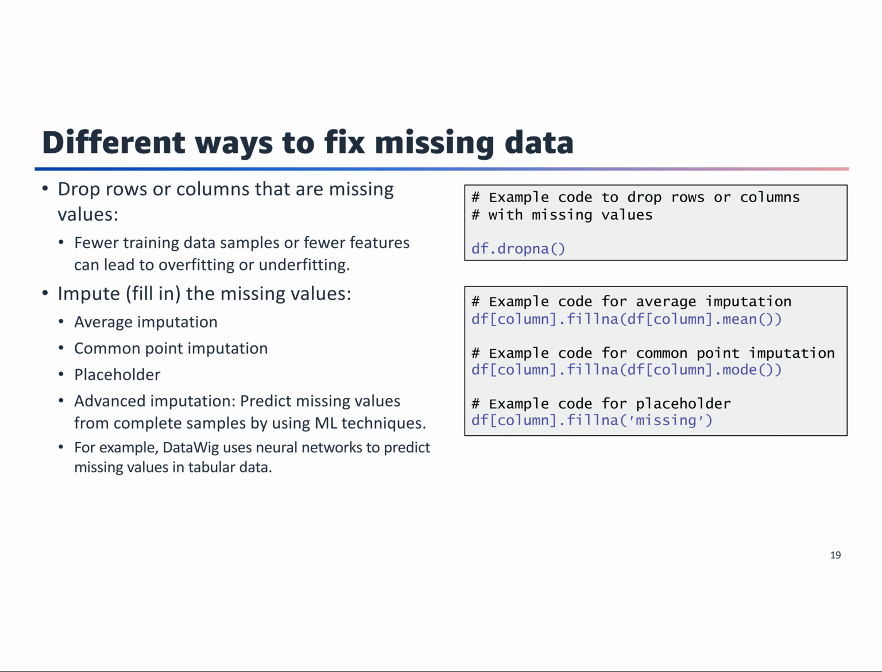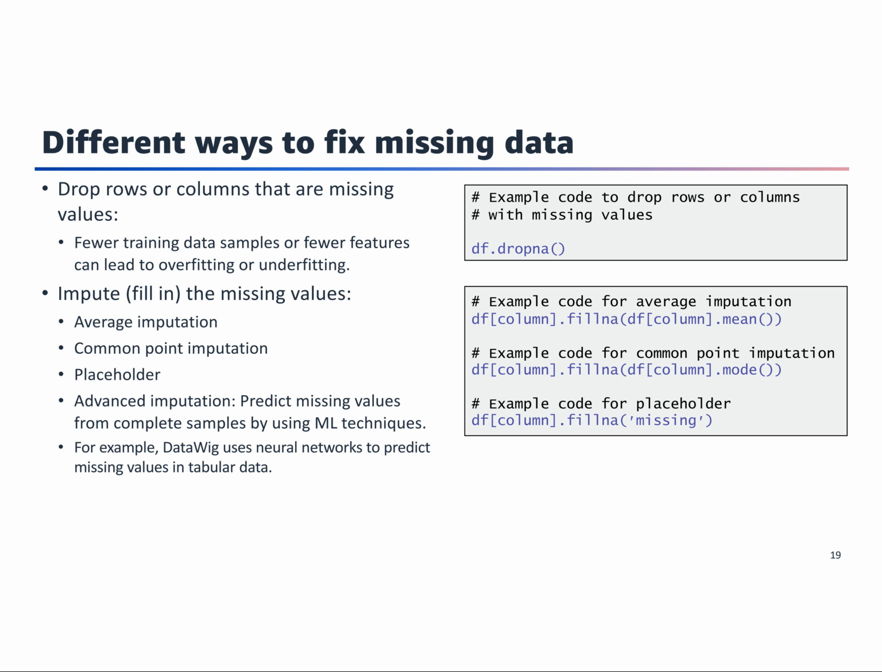Because most ML algorithms don't handle missing values, you might want to become familiar with a few techniques to handle data that is missing. Depending on how many values are missing in the dataset, and how they are distributed across rows and columns, removing those rows or columns from the dataset might lead to fewer training data samples or fewer features to build your models. That can lead to overfitting or underfitting.